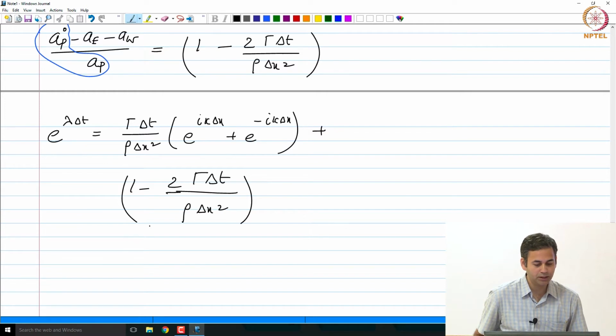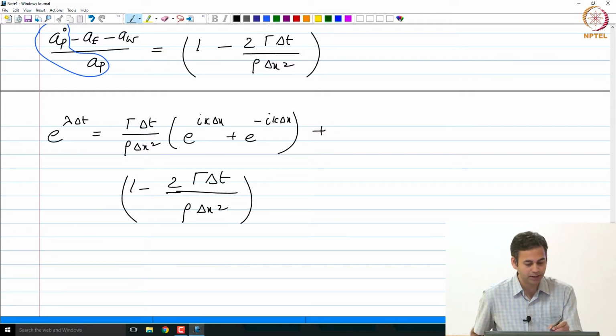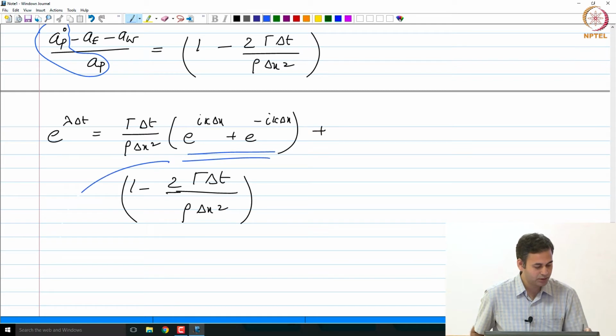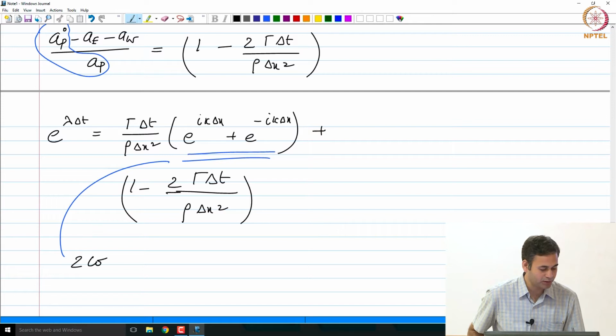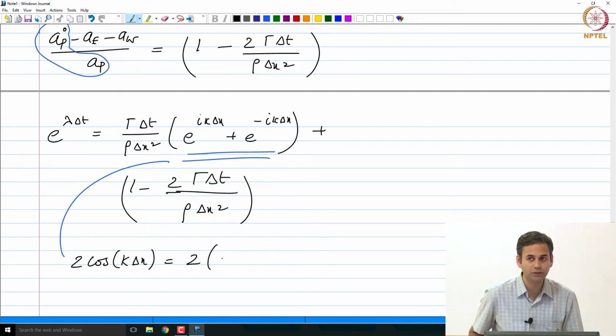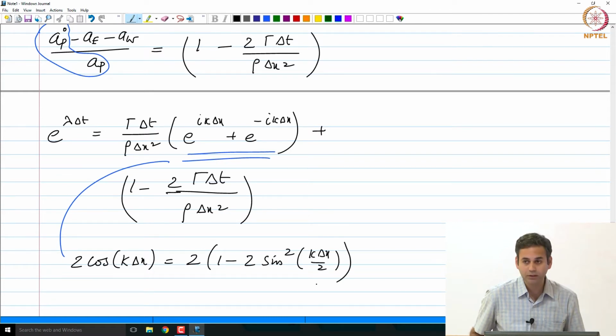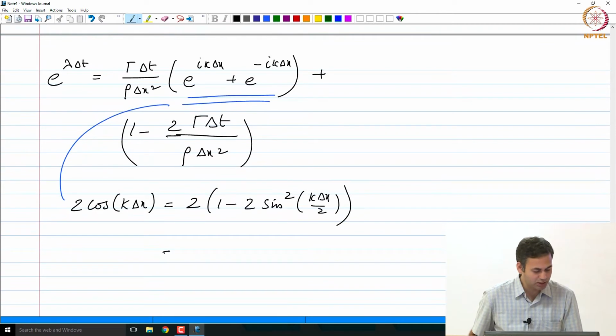Now, how much is e to the I k delta x plus e to the minus I k delta x? How much is this? This is 2 times cosine k delta x. So, if I were to write in square terms, cosine 2 theta would be how much, or cosine theta would be 1 minus 2 sine square theta by 2. So, this would be 1 minus 2 sine square k delta x by 2, right, that is fine. So, then this would be essentially 2 minus 4 sine square k delta x upon 2, right.